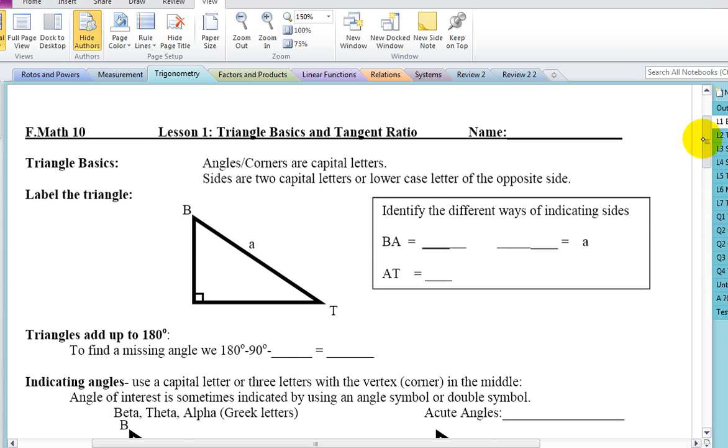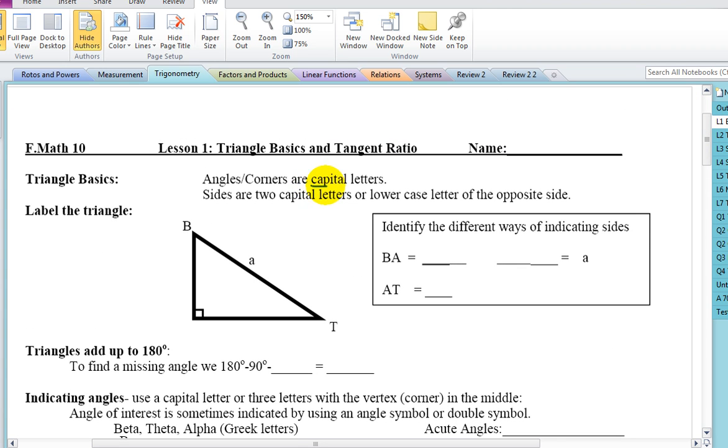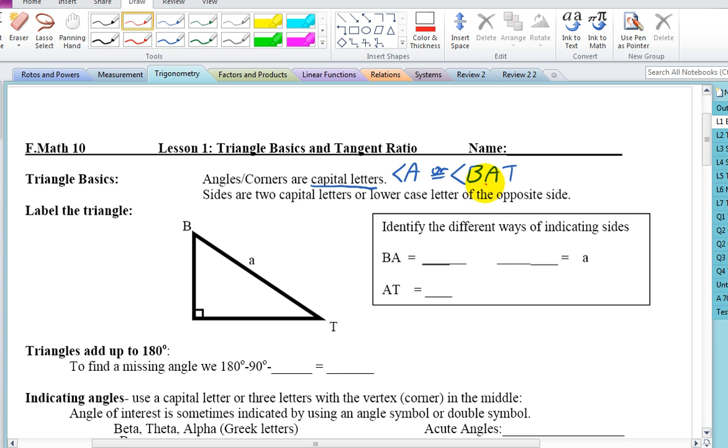Page. Angles or corners are capital letters. Very important. Sometimes they can be a capital letter like angle A, or angle A could also be angle BAT. And what we have in the middle is our vertex. Right in the middle, this will be your vertex. That's the middle part of the angle.